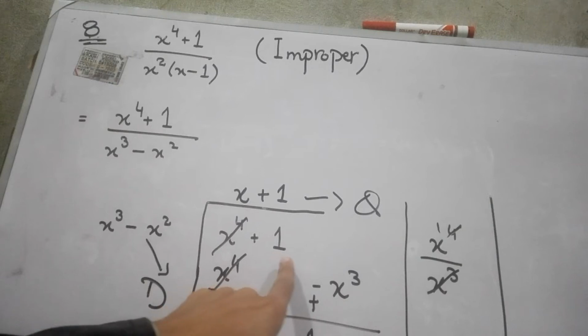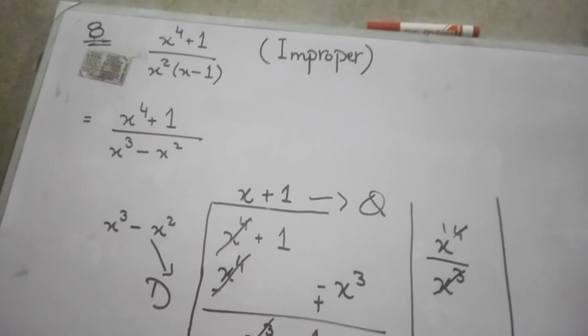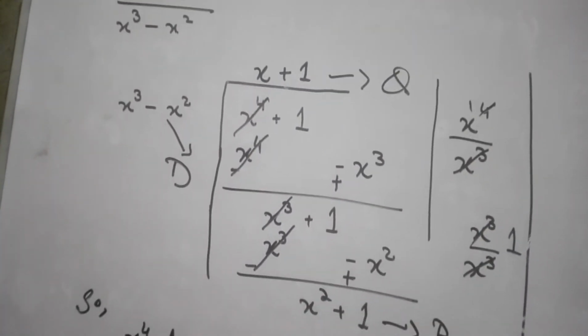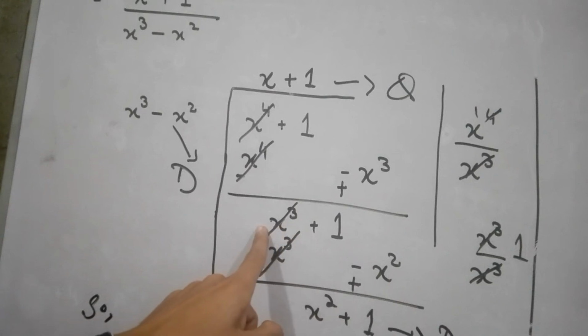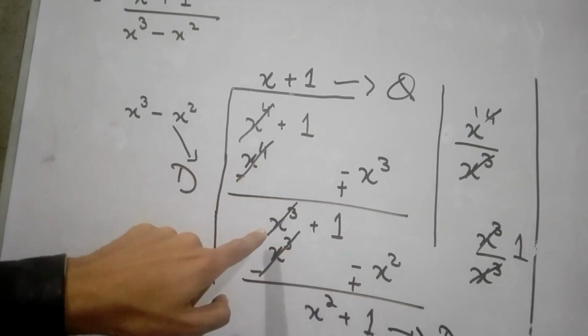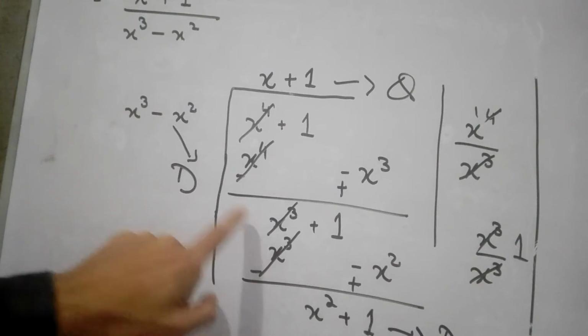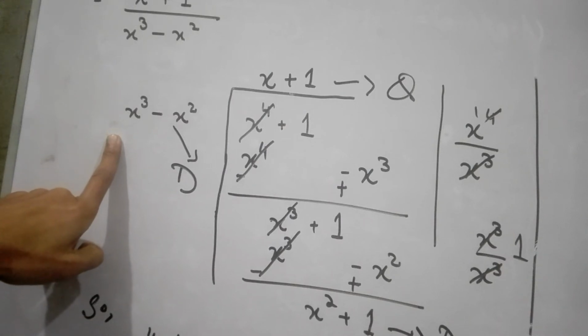But you can see that there is no x^3 term, so we write it aside from these values. Now change the signs: plus will be followed by minus and minus will be followed by plus. Now students, in the next step x^3 will remain as it is and plus 1 will come aside. Now you can see that the degree of the polynomial is 3 while the degree of the divisor is also 3, which means it is to be simplified more.